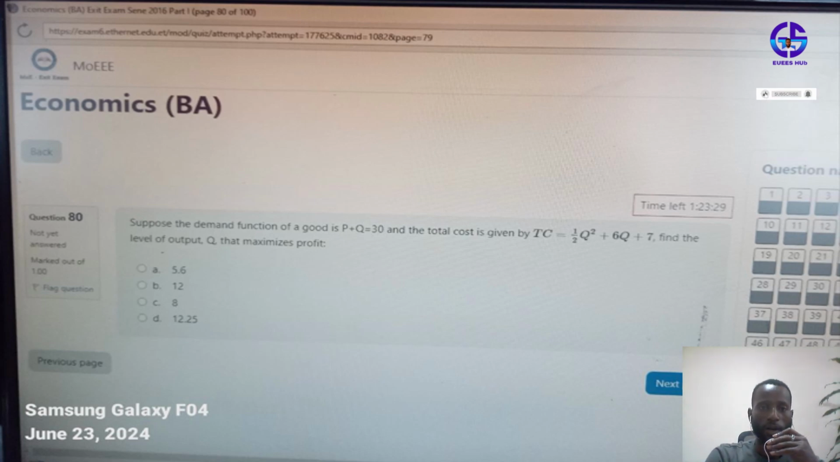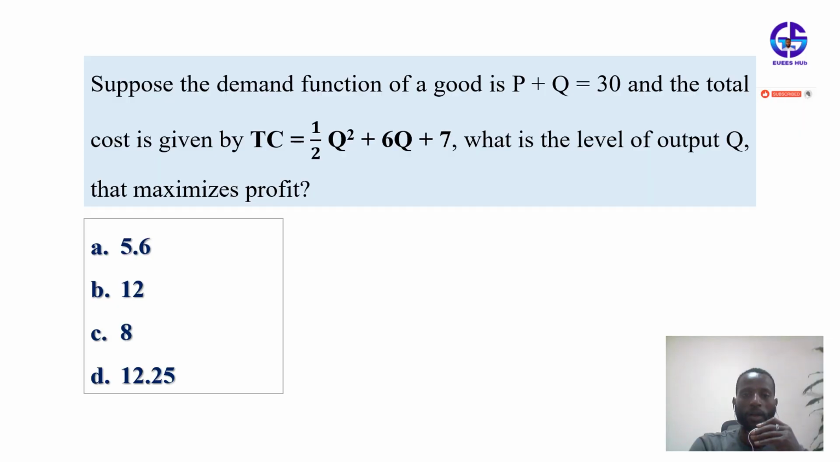We have a demand function of a good which is P plus Q equals to 30, and the total cost is given by TC, which is half of Q square plus 6Q plus 7, and we are asked to analyze the output level which maximizes the profit. A 5.6, B 12, C 8, D 12.25. So this is the question.